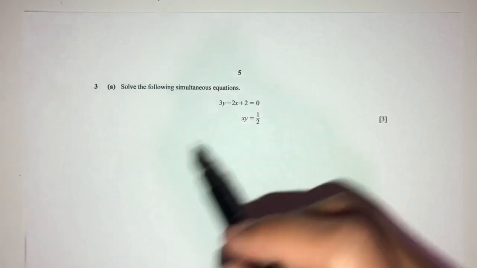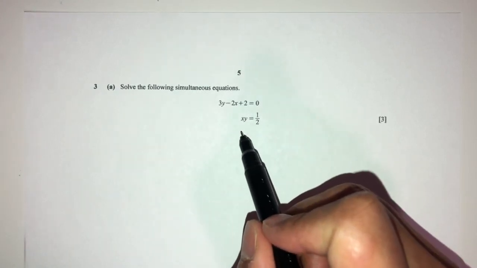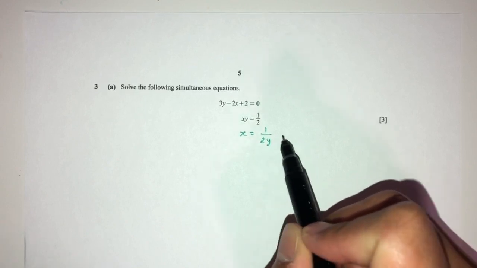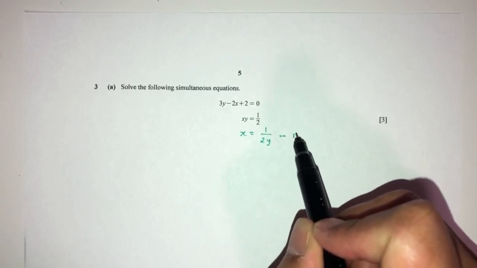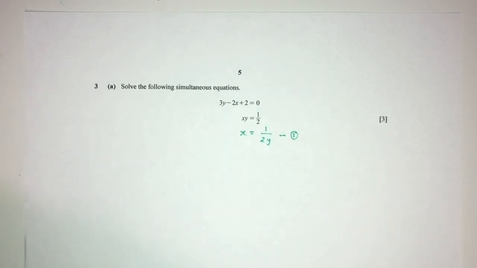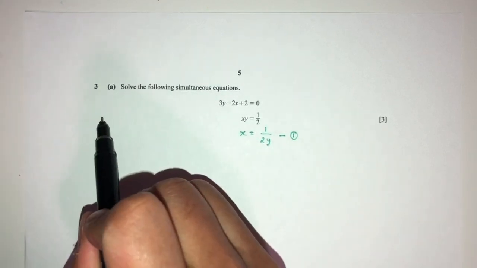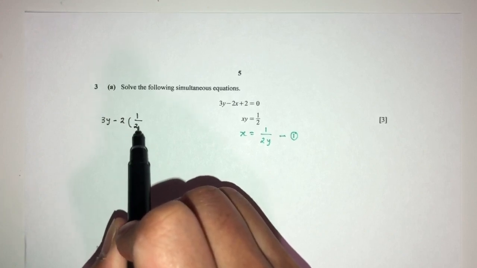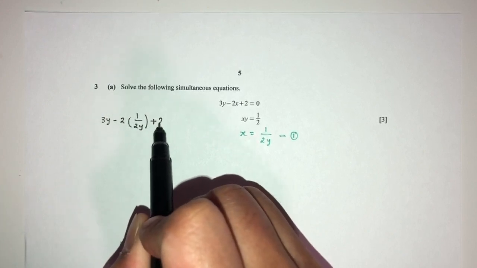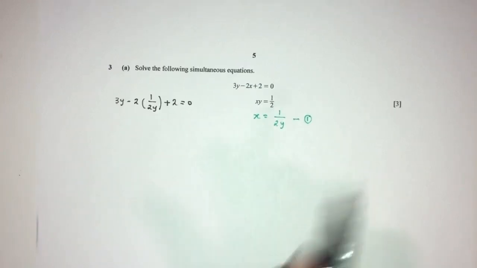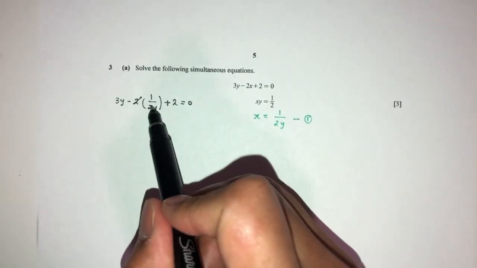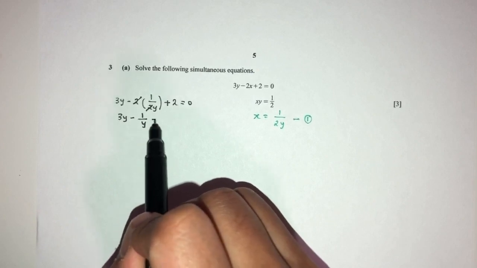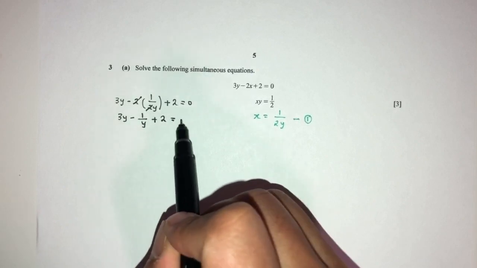So what I can do now, I can make x the subject. You will have x equals 1 over 2y. Now we have to replace in this equation. So here we have 3y minus 2x. x is 1 over 2y, plus 2 has to be 0. Now simplify, this will cancel out. You will have 3y minus 1 over y plus 2 has to be 0.